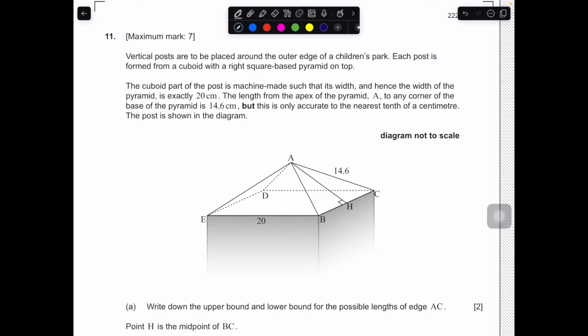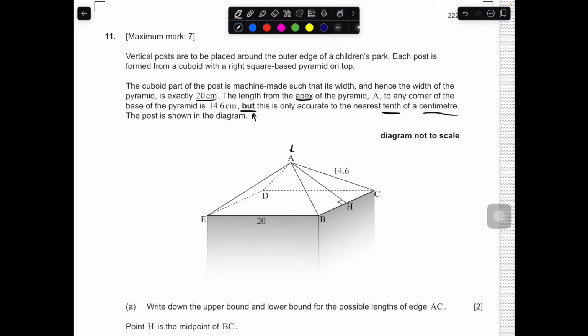Vertical posts are to be placed around the outer edge of a children's park. Each post is formed from a cuboid with a right square-based pyramid on top. The cuboid part of the post is machine-made such that its width, and hence the width of the pyramid, is exactly 20 centimeters. The length from the apex of the pyramid, the highest point, to any corner of the base of the pyramid is 14.6. But, and they've bolded this for us so it's important, this is only accurate to the nearest tenth of a centimeter. The post is shown in the diagram.